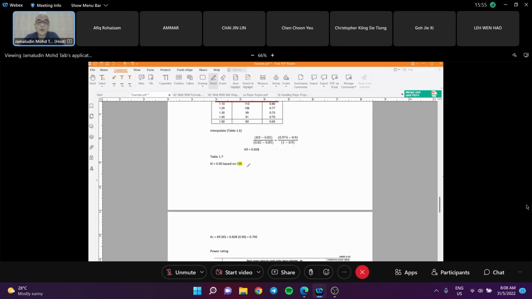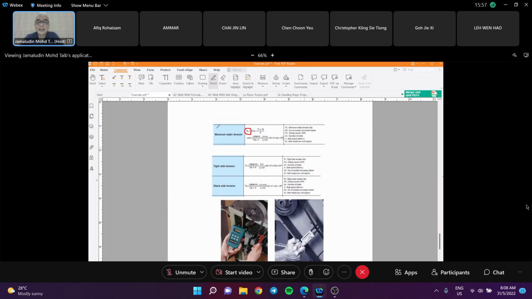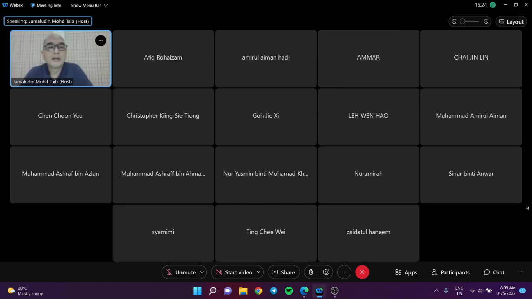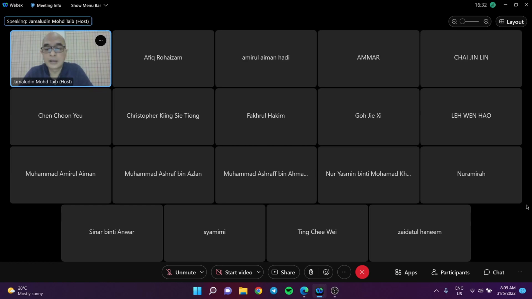Okay, that's the thing I forgot to mention to you: when the installation is done, we check the static tension of the belts to ensure that the belt is set up, meaning that when it runs, it will behave according to what we calculated in step 1 to step 5. That's the thing that we missed. Right, that is done. Any question on this one? I think it's just a matter of plugging the numbers into the formulas. Any question? I think it's straightforward, right? Nothing much.